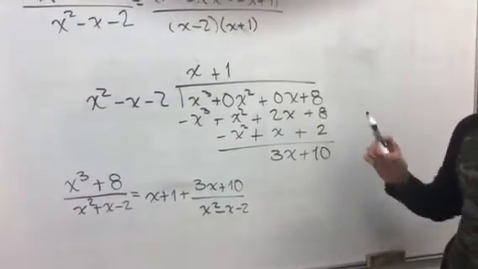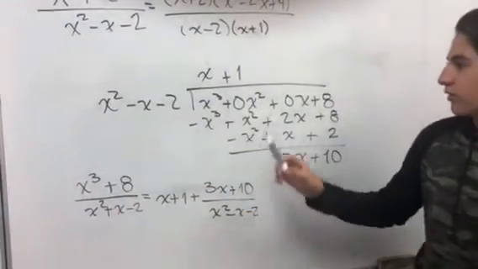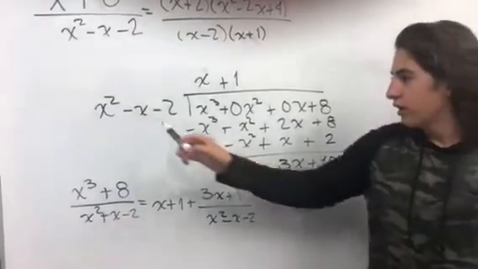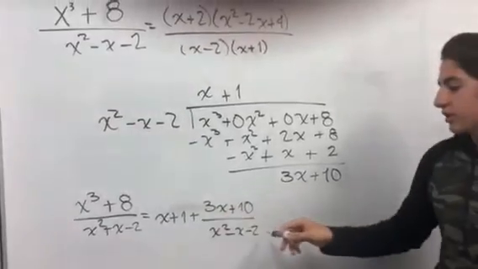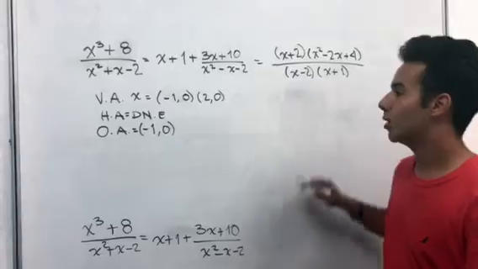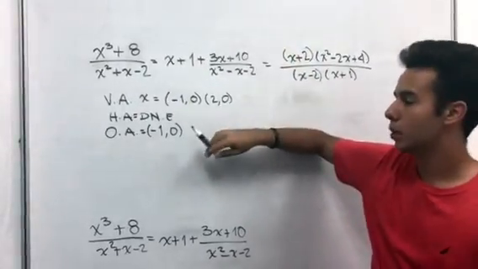And we have to rewrite the whole equation. So we write the original one, we write the coefficient plus the residue over x² - x - 2. But this one is basically another way to write this one. Okay, so once we get this equation, we can get the asymptotes.